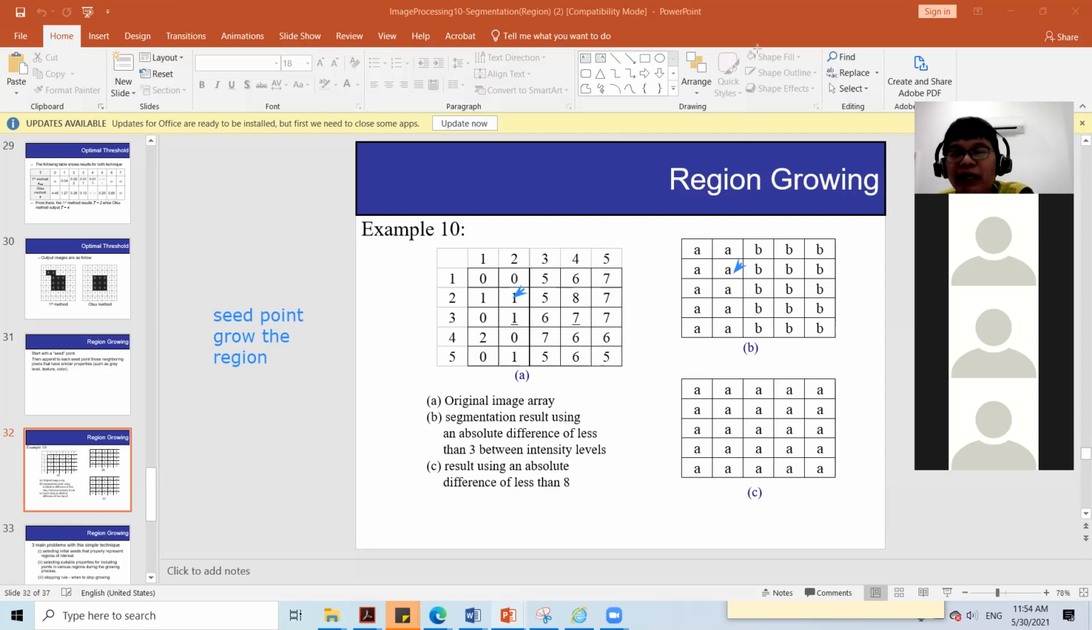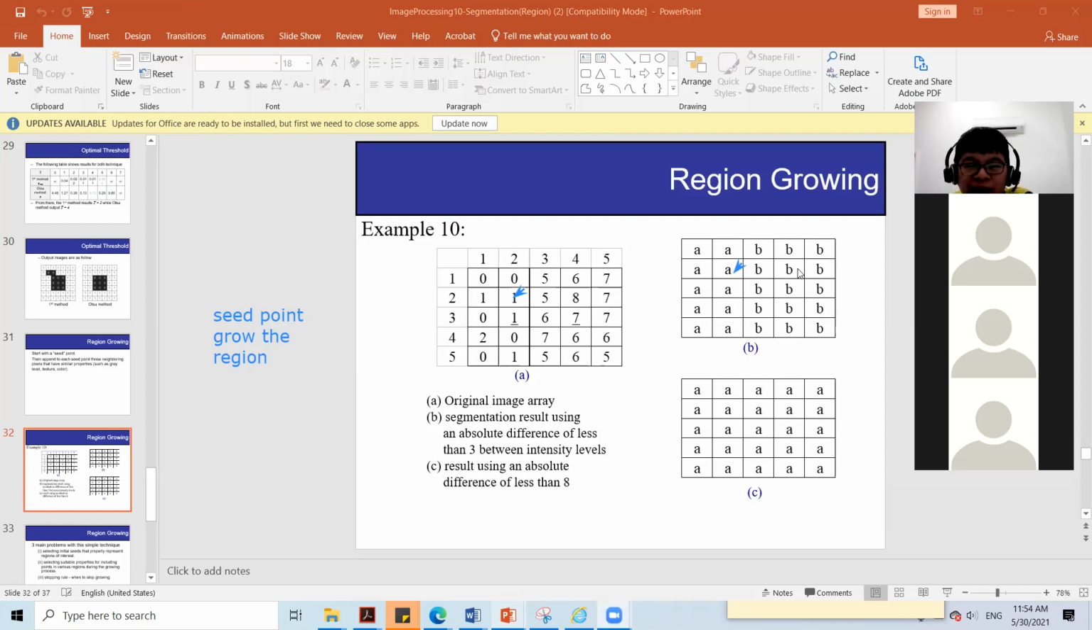Can anyone type in an answer? Is it similar? Anyone key in? This one similar or not? Is it similar? Anyone can give input? Oh, where's my chat? Similar, right?